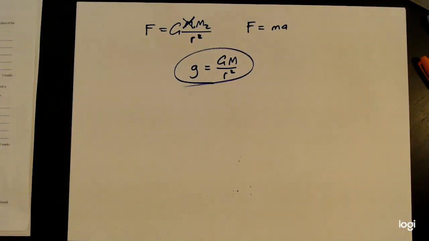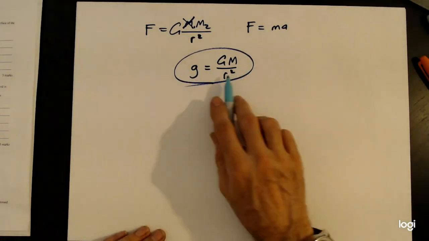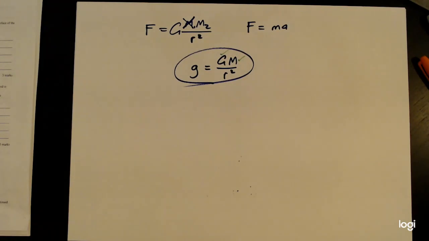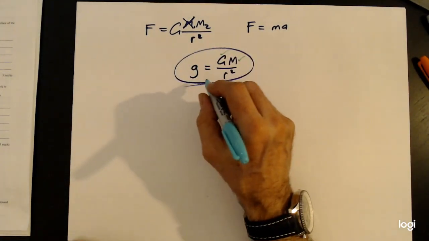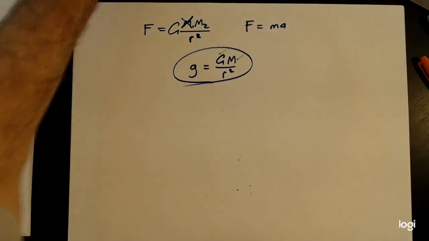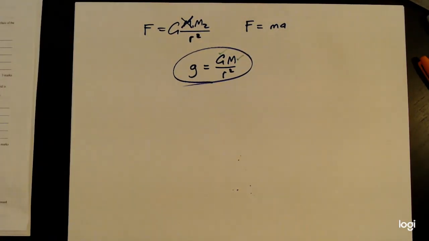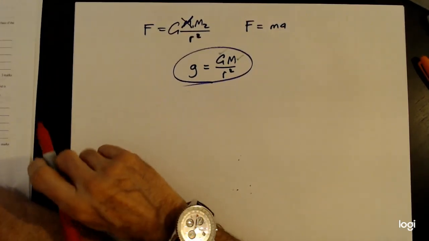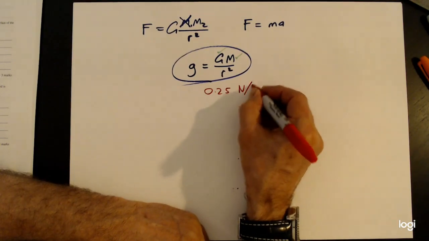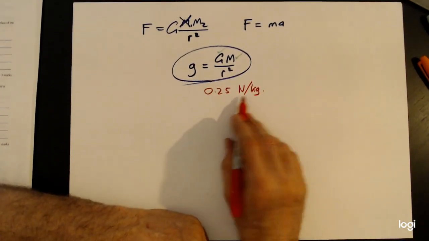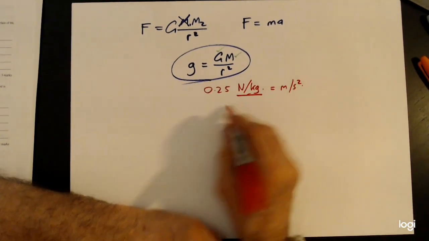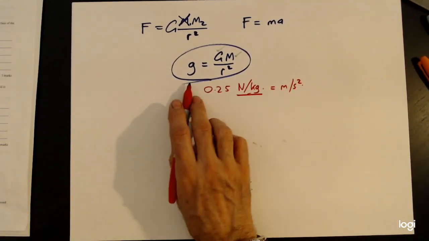Question 3, it says, calculate the radius of the asteroid. They've given us everything else, right? We know its mass, we know G, it's on the data sheet. They gave us this. Now, one more thing you need to know about this question that's written in this question. They told you that the gravitational field at the surface of the asteroid is 0.25 newtons per kilogram, right? That is the same as meters per second squared. This is an acceleration. This is g, okay?